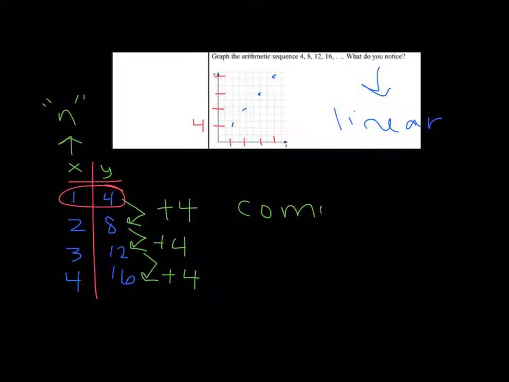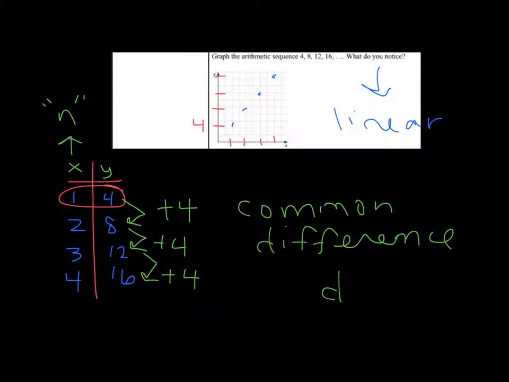So then we talked about the vocabulary term, common difference. A common difference is the difference between consecutive terms in a sequence, and we call that d.